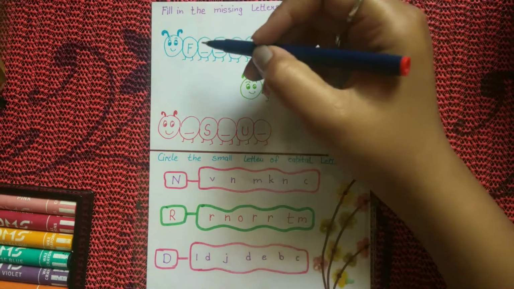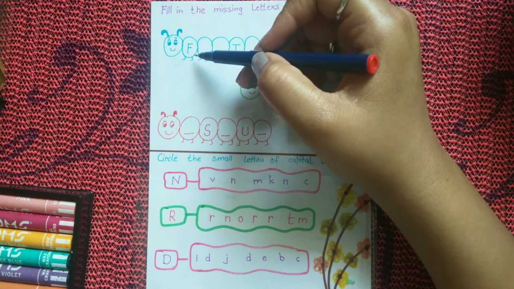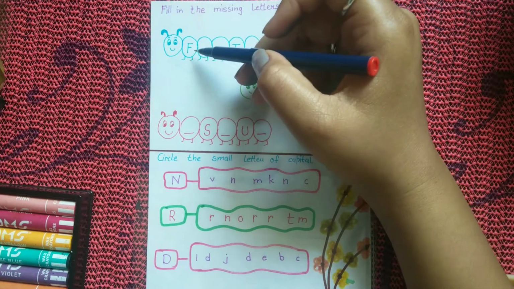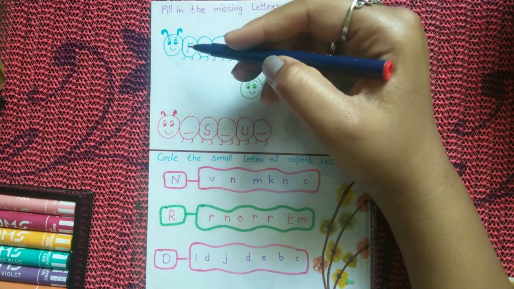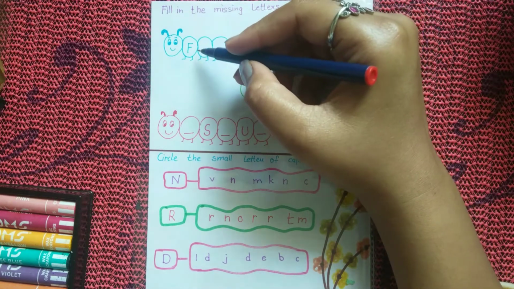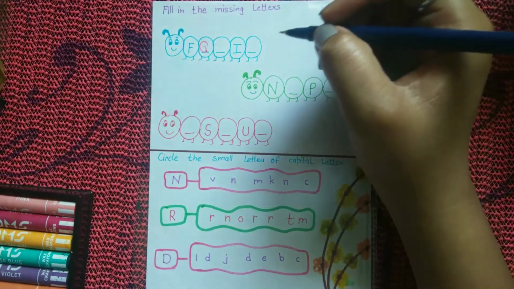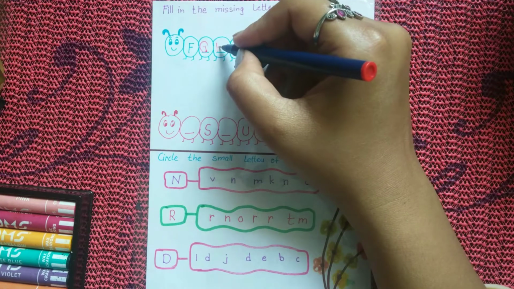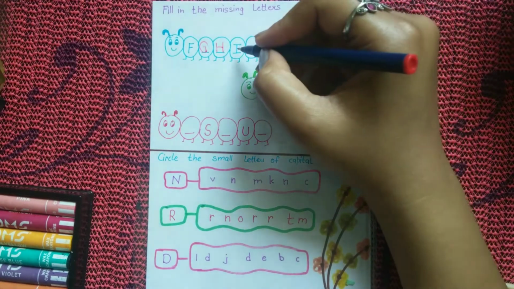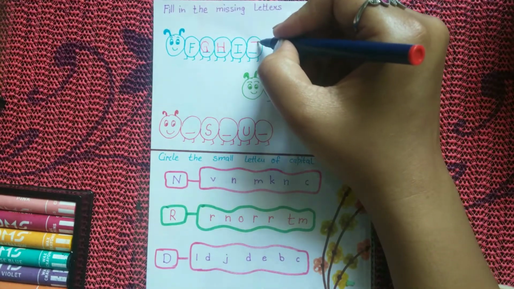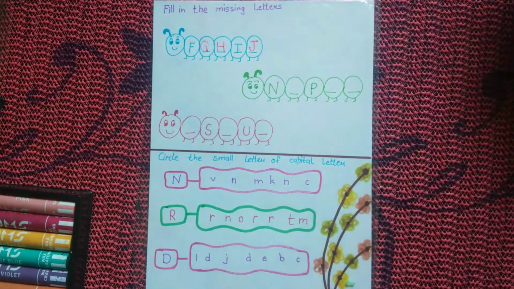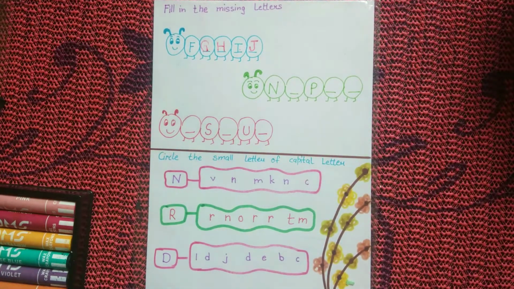Can you tell me which letter is there in the blue caterpillar first? That's letter F. So what comes after letter F, everyone? That's letter G. So let's write letter G here. Next is letter H, then I, and then letter J. Very nice. You can use different colors, everyone, to make it more interesting.